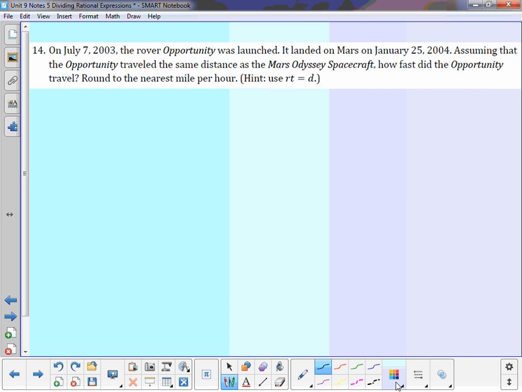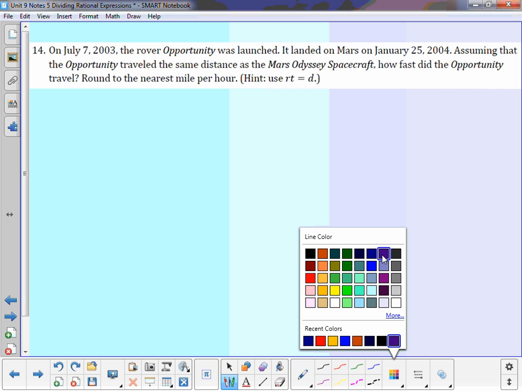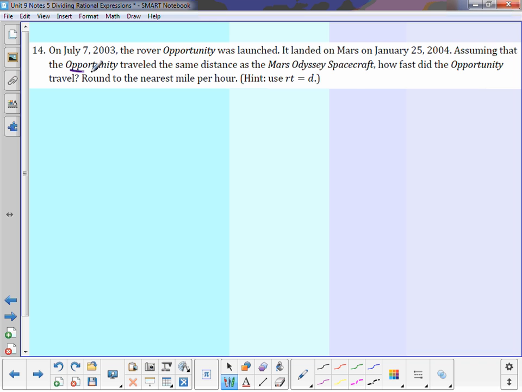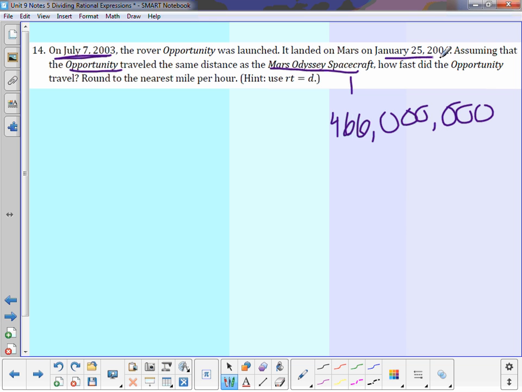Let's take a look at number 3. So number 3 says the rover Opportunity was launched in 2003. So it launched on Mars January 5th, 2014, assuming that the Opportunity traveled the same distance as the Mars Odyssey spacecraft. So it traveled this distance. So the only thing different that we have to figure out on this one is how much time passed between July 2003 and January 25th, 2004.